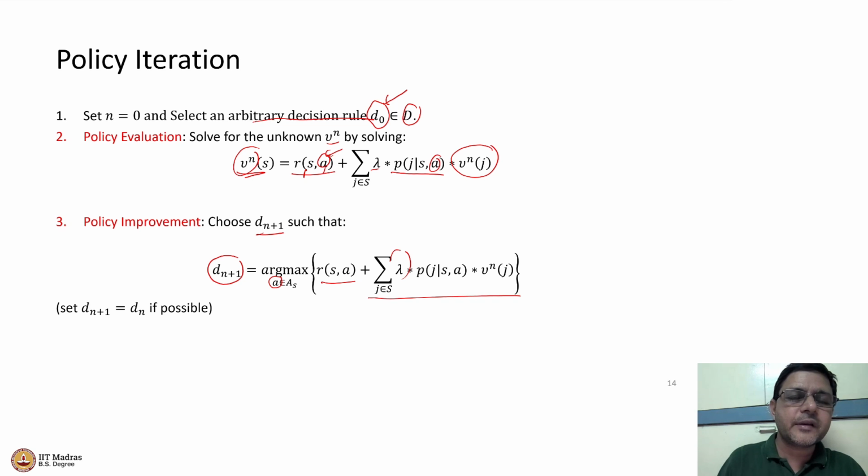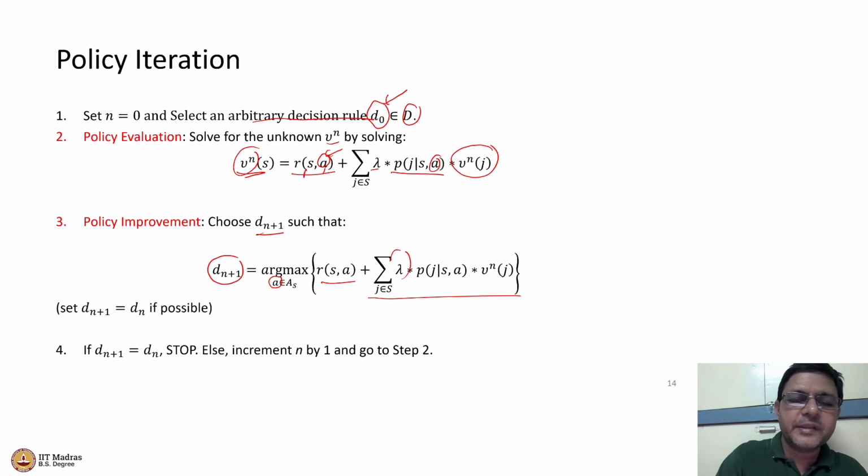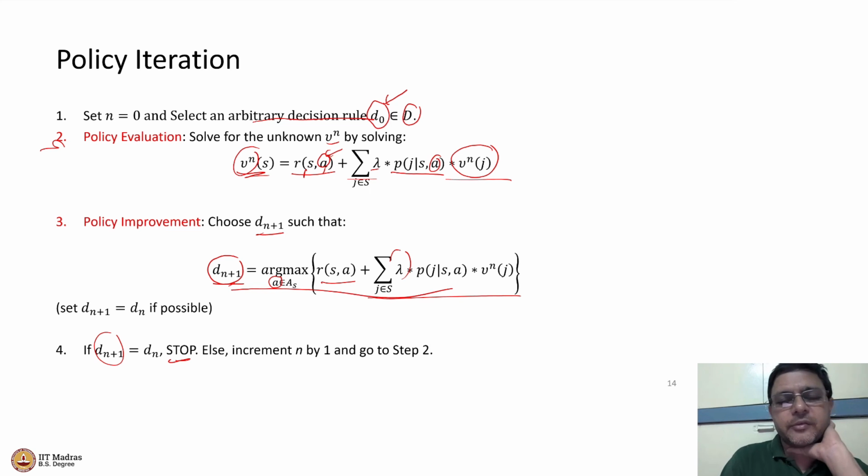When does the iteration complete? The policy iteration algorithm closes when d n plus 1 is equal to d n, then we stop. Else we increment n by 1 and go to policy evaluation again, use d n plus 1 here, solve this Vn, then select the next decision rule and keep doing this. What is the optimal policy then? When we stop, the optimal policy is d n plus 1, which is obtained by taking an argmax over all the possible actions. Okay, so this is the policy iteration.